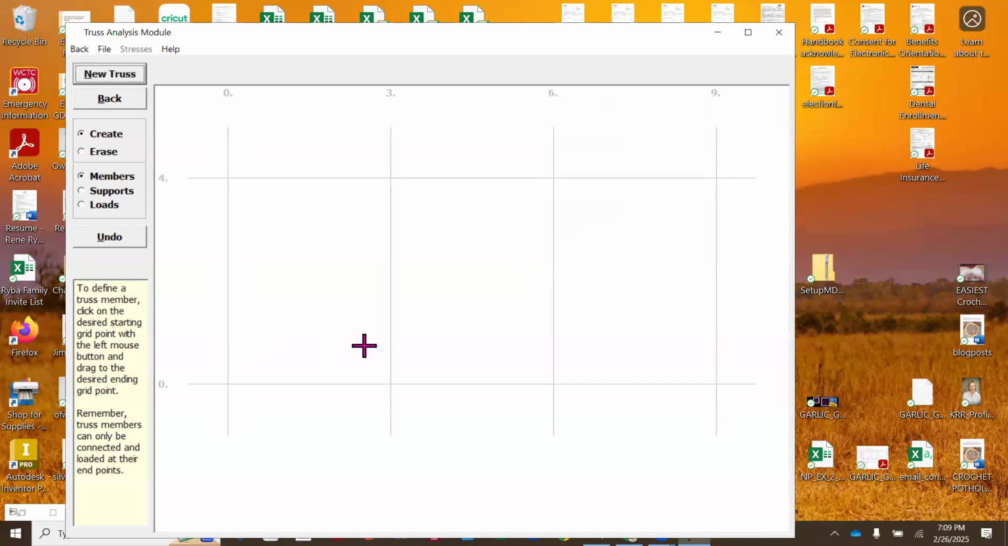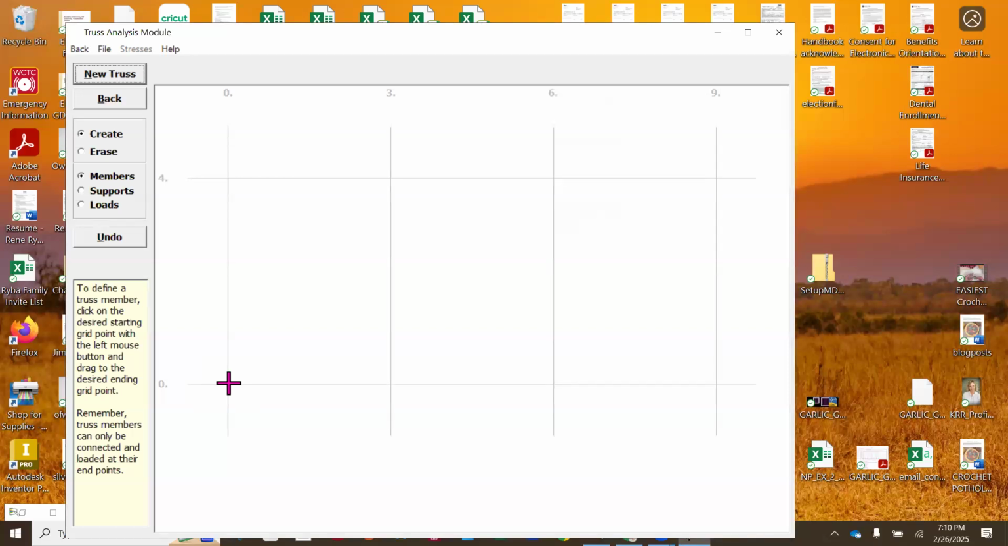Now, this is not sophisticated CAD business here, okay? This is pretty simplistic, so I'm going to give you a hint on how to do this. You're going to notice that the box over here says create, and it has that checked as well as members. So we're going to put our members in our grid here. To do this, I'm going to start at the bottom here, corresponding to the point A on our truss. I'm going to left click when I get close.